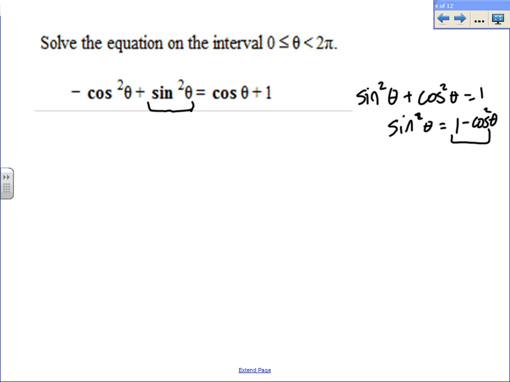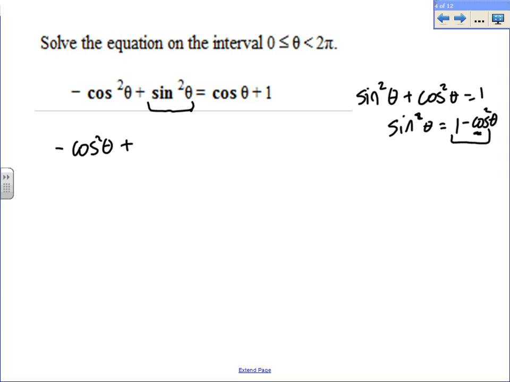So now what I'm going to do is replace sine squared with 1 minus cosine squared. Now you might ask, why do you want to do that? Well, it's so that my equation could just have cosines in it. Now watch what happens when I do that. So we'll bring down my first one, negative cosine squared theta. Now plus, since it's plus, I don't really have to put it in parentheses.